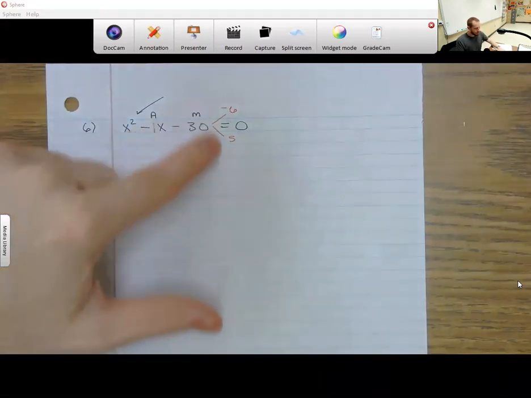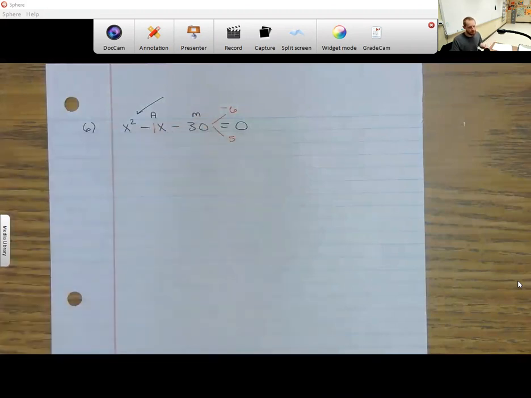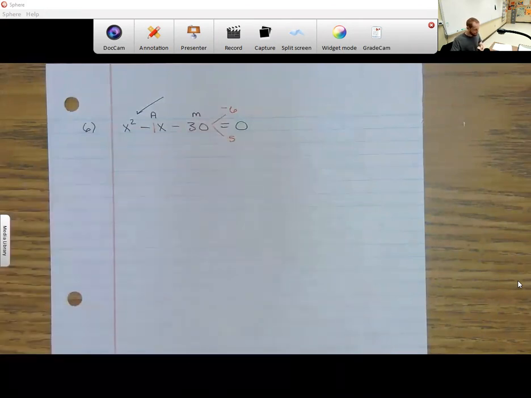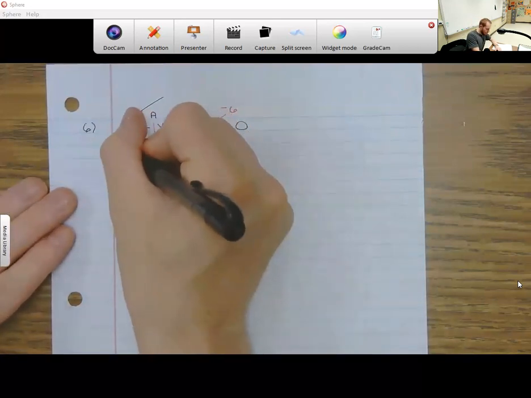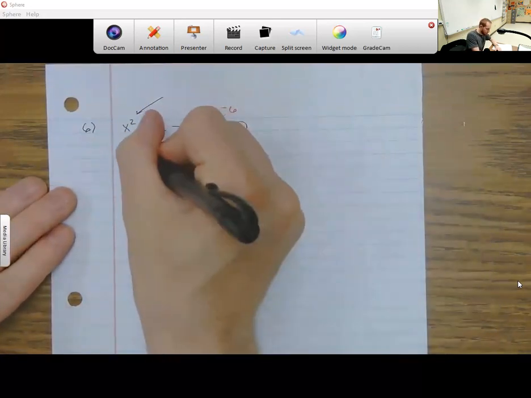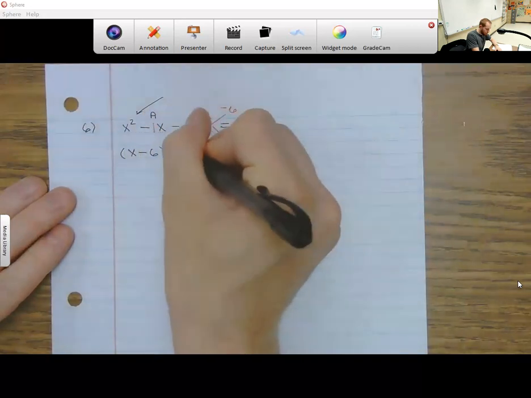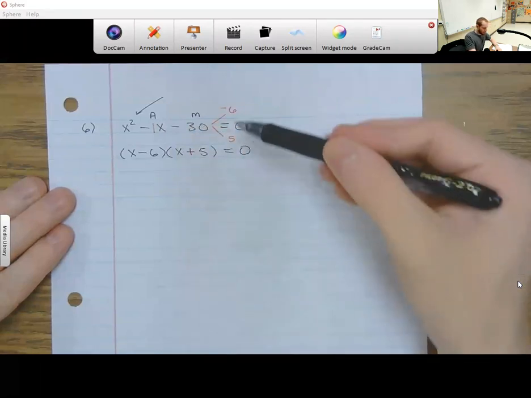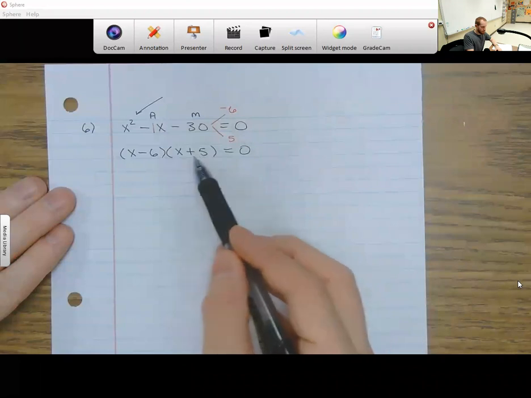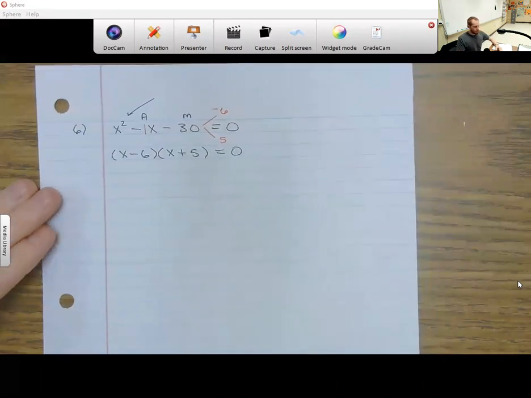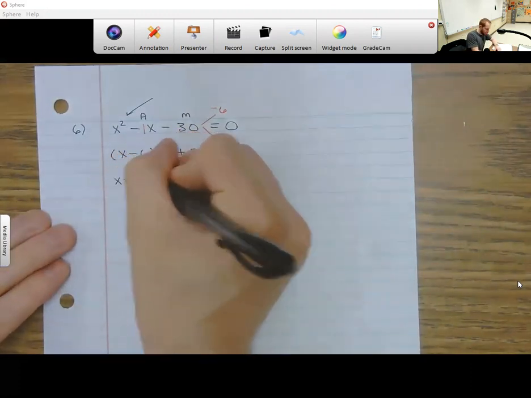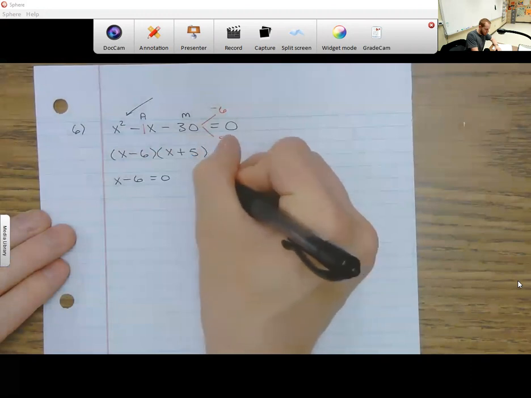And if you flip the signs on them right now, you'll see that your solution set is going to be 6 and negative 5, because I can switch the signs on the two numbers to get the solution set, right? So the way I factor this is going to be x minus 6, x plus 5. I'm just taking those two numbers that I found and putting them inside parentheses with the x. So now I have two different equations. I got x minus 6 equals 0, and I got x plus 5 equals 0.